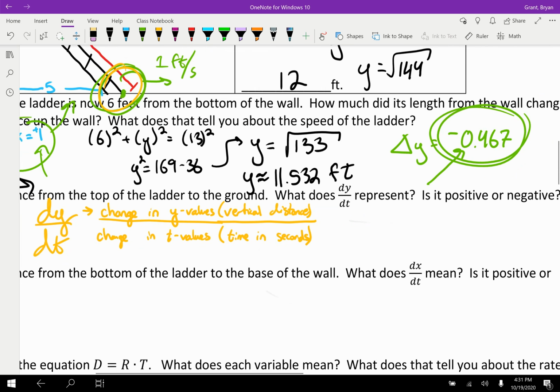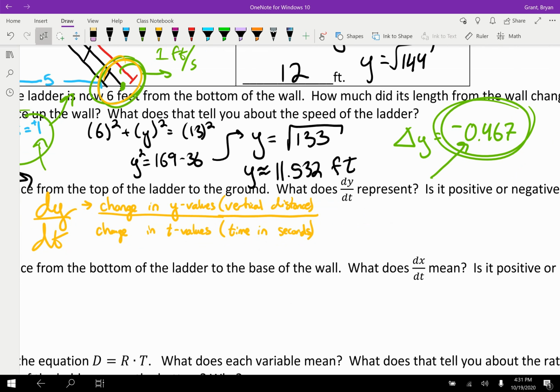So the question says, what does dy dt represent? It's the change in y values over the change in t values. So really it's the change in the vertical distance as time changes. In this case, is it positive or negative? Well, dy dt will always, and I'm going to put just less than 0, but you can of course say negative as well.